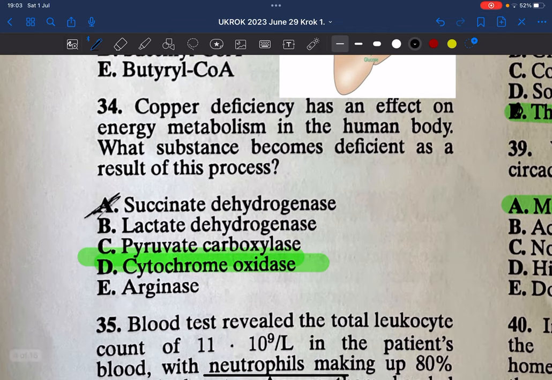Copper deficiency has an effect on energy metabolism in the human body. What substance becomes deficient as a result of this process? So copper is a cofactor of the cytochrome oxidase enzyme.